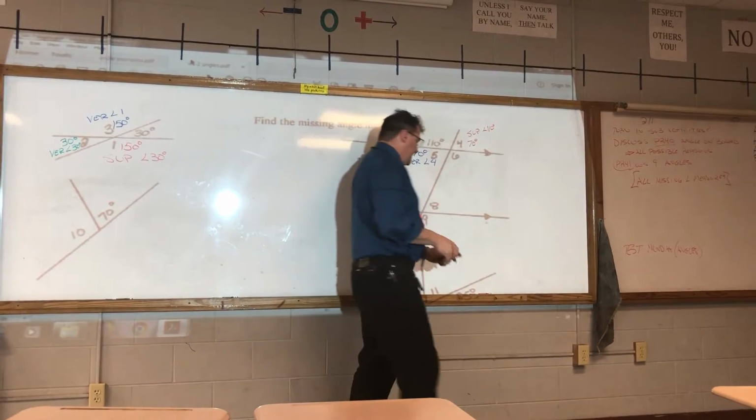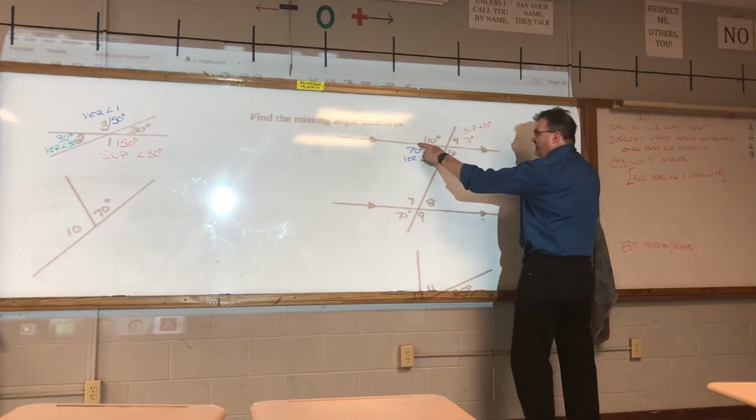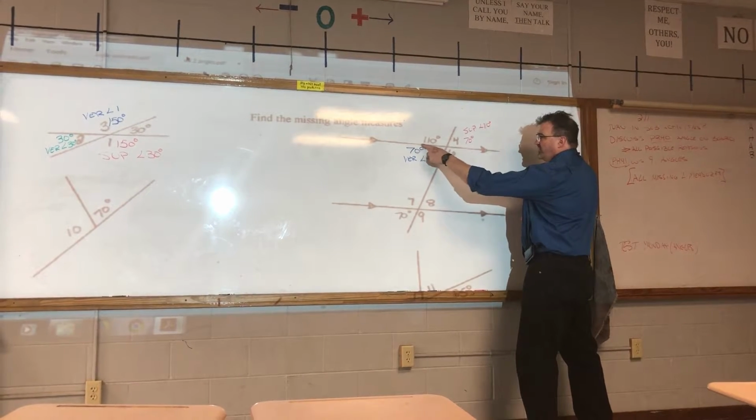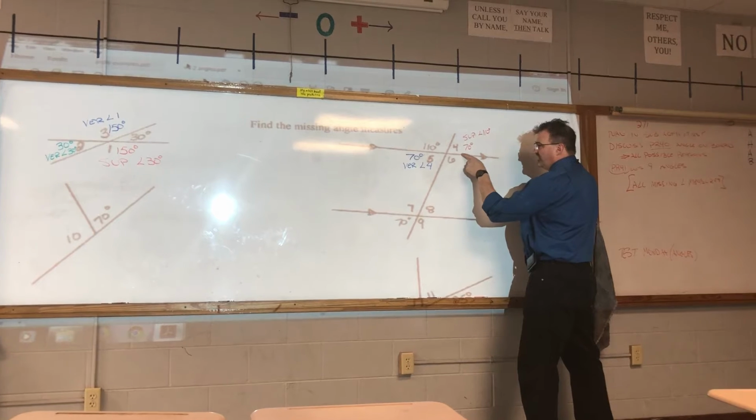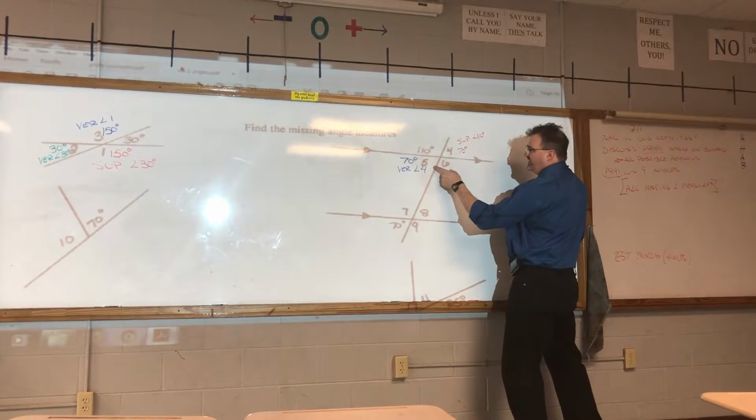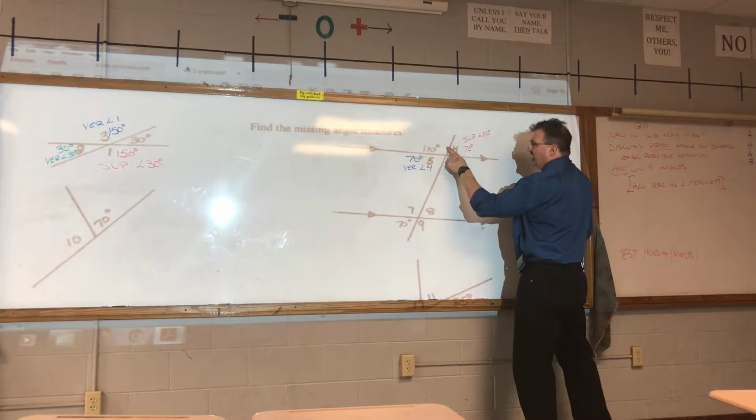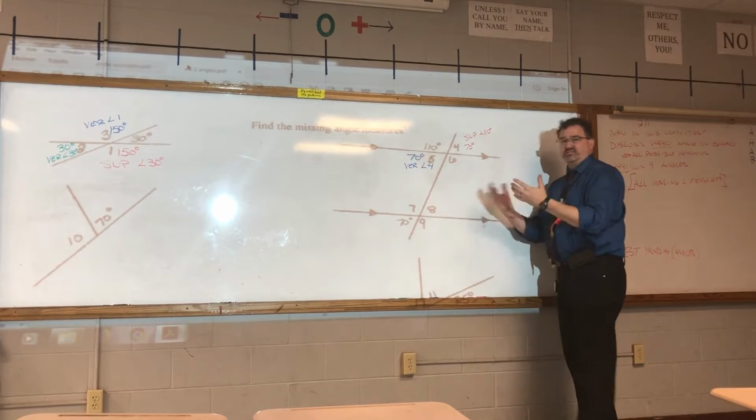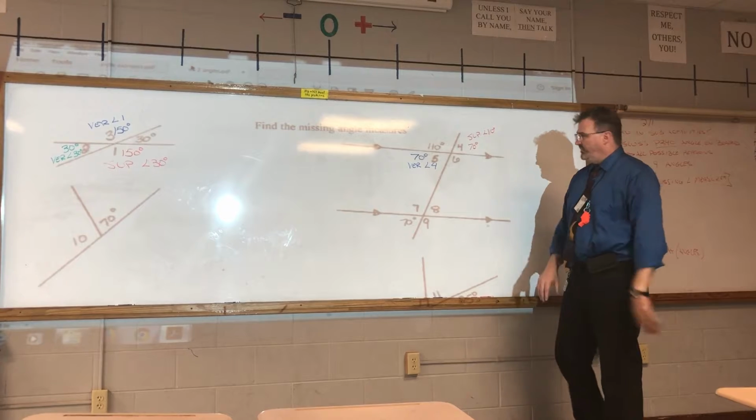Again, it's worth noting that angle 5 does form a straight line here with angle 6. But I don't know the measurement of angle 6, so that's not going to help me. But it does form a straight line with 110, so I could use the supplementary thing too. But we're just worried about the one.